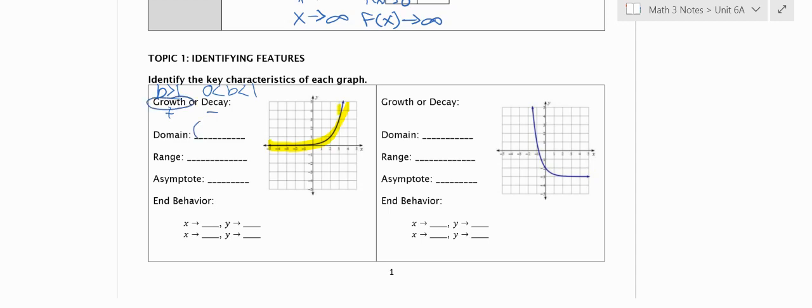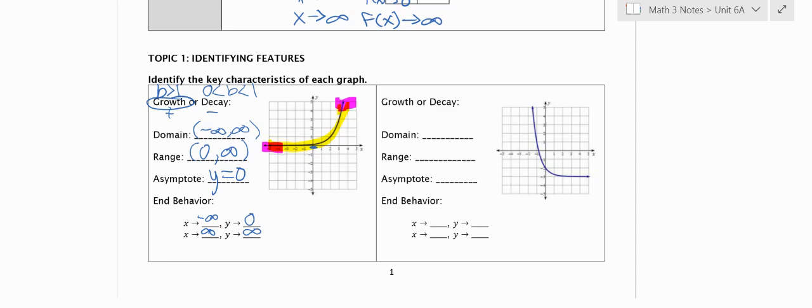The domain and range looks just like what we just saw above, from negative infinity to positive infinity. My range, it's going to go from 0 upwards. And then it has a horizontal asymptote at y equals 0. The end behavior is also going to look like what we just did. So when I go left and then I go right, on the left end, you can see it's going to 0. On the right end, you can see it's going upwards. So I put 0 and positive infinity.